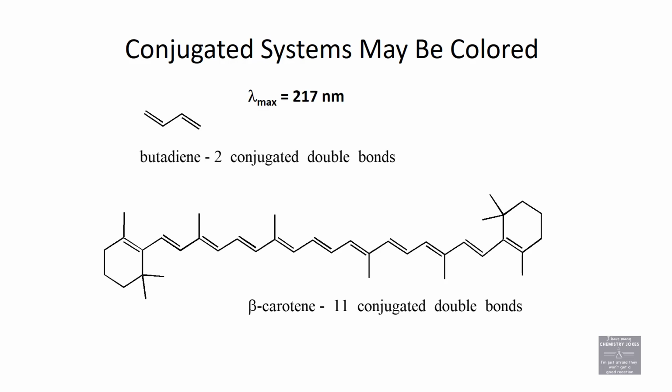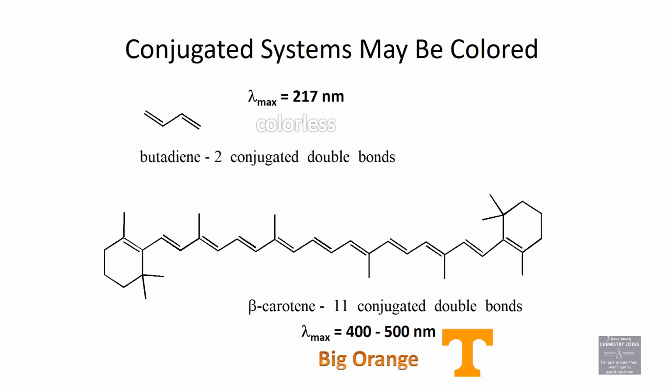Butadiene has 2 conjugated double bonds. Its lambda max is 217. That's not between 400 and 700. It's colorless. Beta carotene, you hear that? Carotene has 11 conjugated double bonds. Its lambda max is in the visible spectrum. This is an orange compound, carotene. It's the reason carrots are orange. It's also the reason flamingo feathers are pink, a slight variation of this compound.